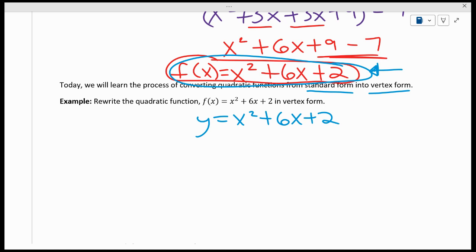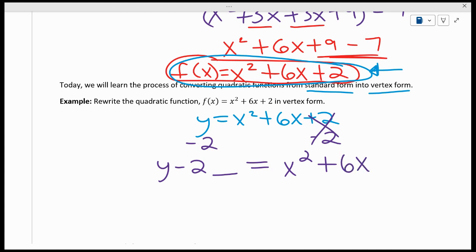And now we're going to complete the square. If you remember the steps, we always move c. So that positive 2, I'm going to subtract it from both sides. So now on this side, I have y minus 2. Leave some space. Remember, we always do that. X squared plus 6x, and then leave some space.